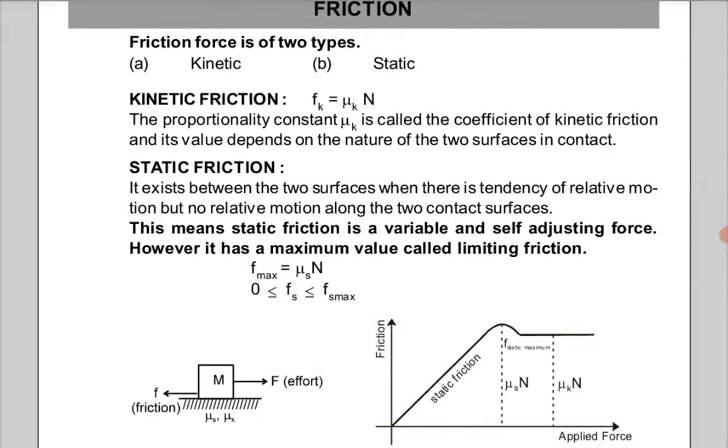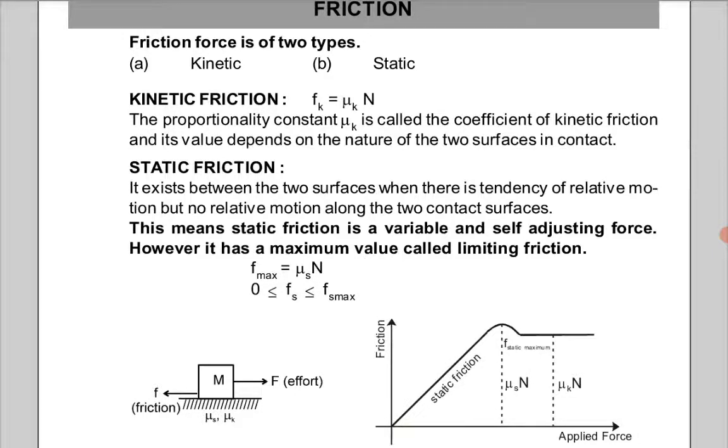Friction. Friction force is of two types. First is kinetic and second is static. Kinetic friction equals mu k into N. The proportionality constant mu k is called the coefficient of kinetic friction, and its value depends on the nature of the two surfaces in contact.